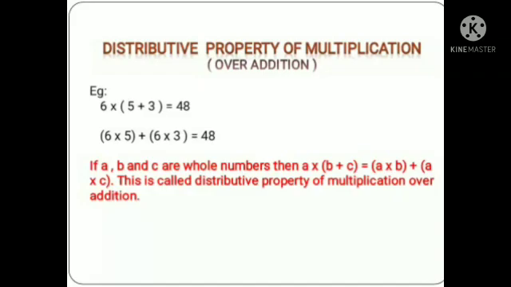So in both cases, we got the same answer, 48. 6 into (5 plus 3) equals 6 into 5 plus 6 into 3. So we can say that if A, B and C are whole numbers, then A into (B plus C) equals A into B plus A into C. This is called the distributive property of multiplication over addition.